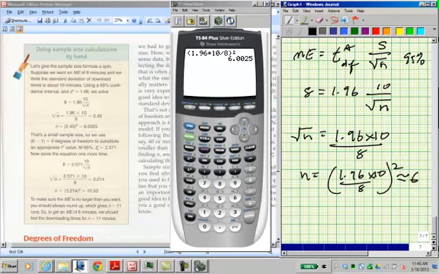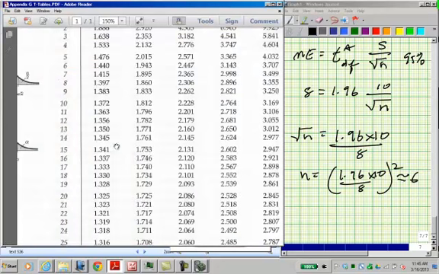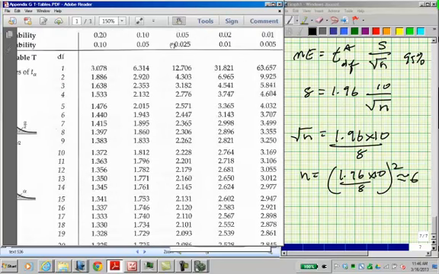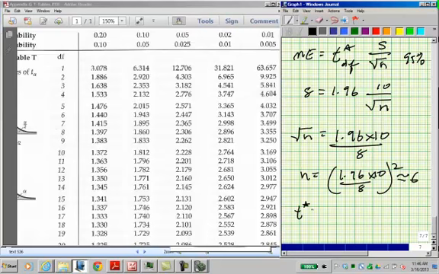All right, so I go to my table, and I look at, now, what degrees of freedom go with 6 for a 95% confidence interval? That's in the middle here. Well, that would be 2.571. So t star sub 5 for 95% is 2.571.